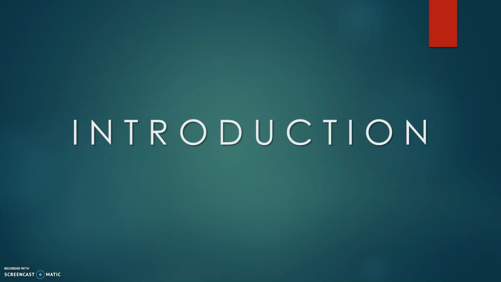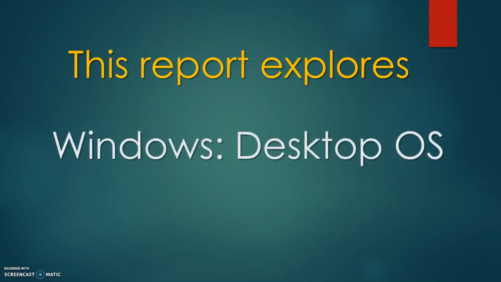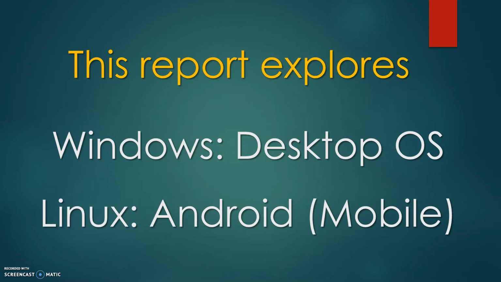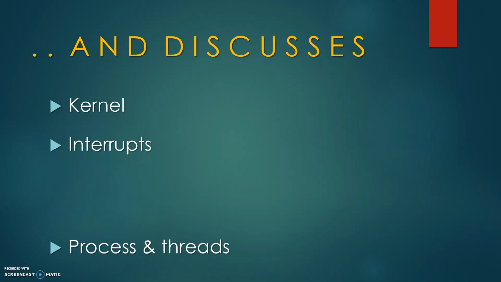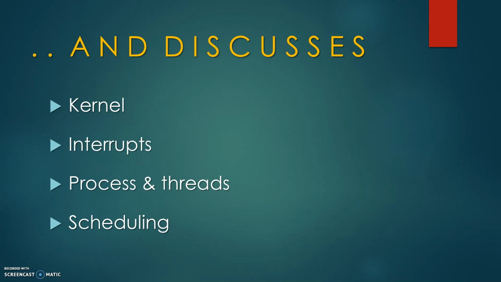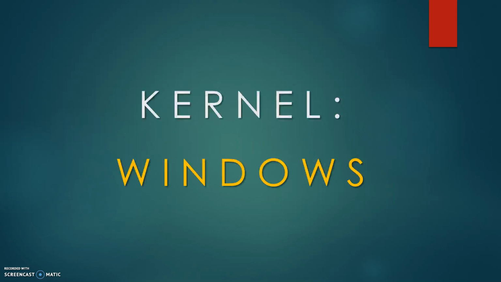As an introduction, this report explores first Windows for desktop OS and Linux for Android, which is a mobile OS, and discusses the kernel, the interrupts, process and thread, and scheduling. So the kernel is the heart of an OS.